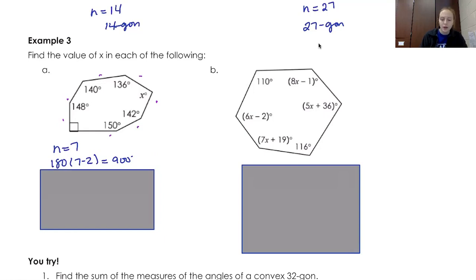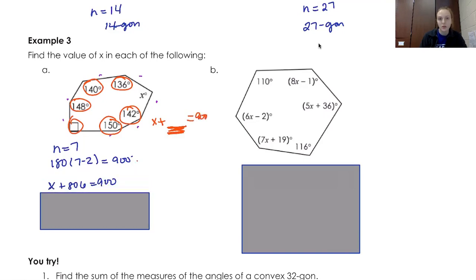Then I'm going to add each of these angles together, and set all of them added up together equal to 900. So first I go through the polygon and I figure out how many x's, how many variables, do I have. I have 1x. So when I write it out, it'll be 1x plus what I get when I add up all of these values right here, and set that equal to that 900 degrees. So I have x plus 806 when I add them up equals 900. Then I subtract 806 on both sides. That gives me x equals 94.